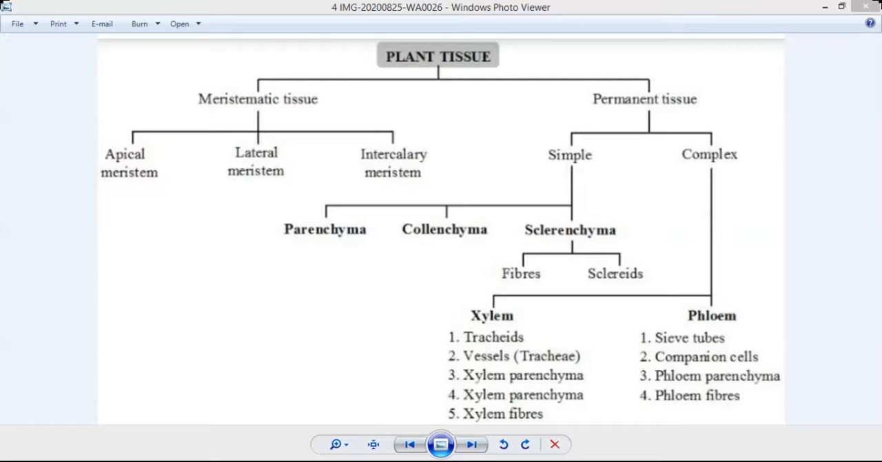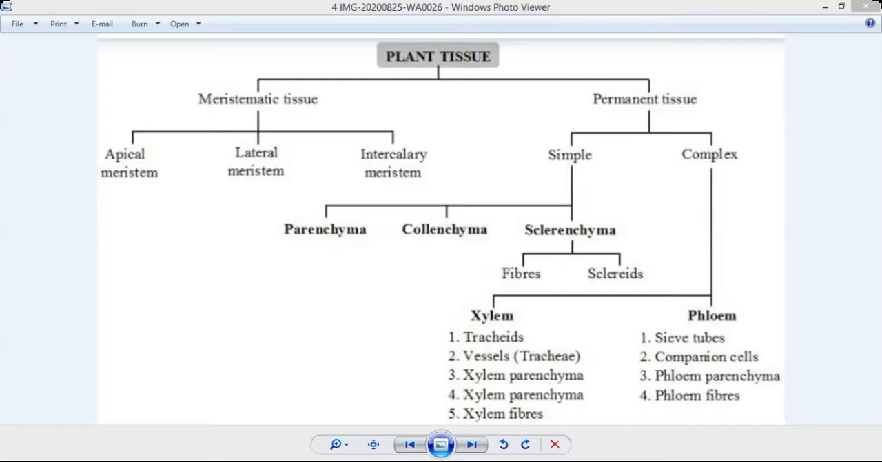And the complex tissue is divided into two, that is xylem and phloem. Under xylem, there are different types of xylem cells: xylem tracheids, vessels, xylem parenchyma, and xylem fibers. Then phloem is divided into sieve tubes, companion cells, phloem parenchyma, and phloem fibers.